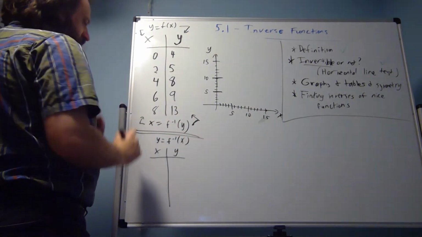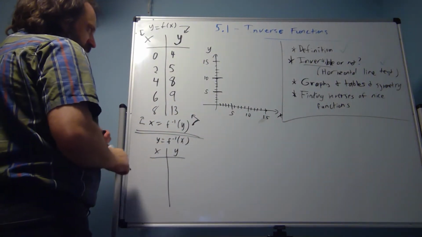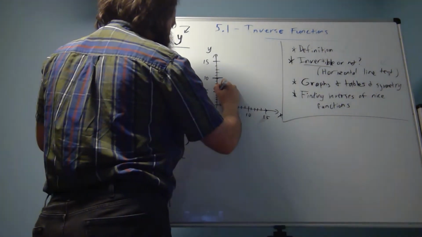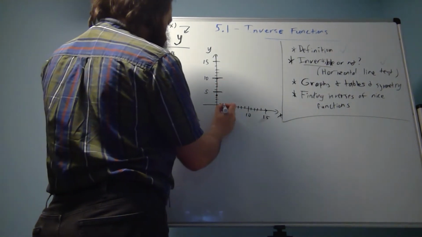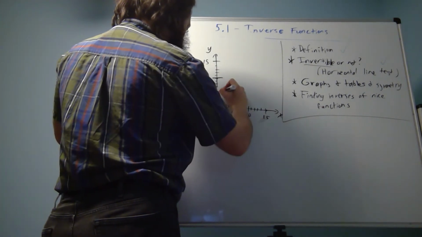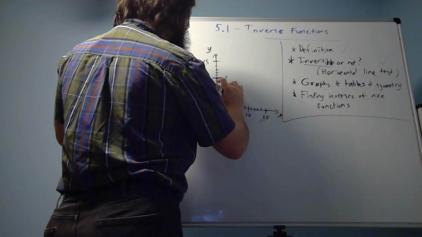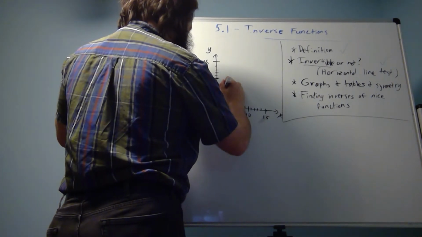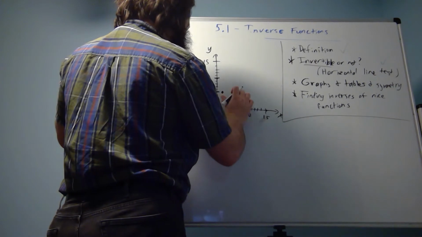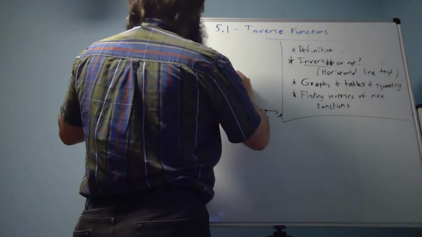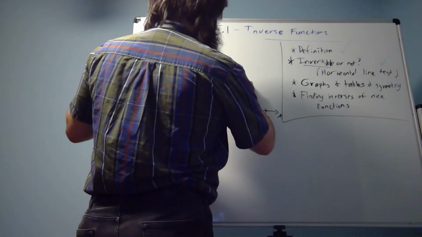I'm going to use black for this one. Maybe I'll use green when I do the inverse function. So just the function itself, I have a point 0, 4. I have a point x is 2. Maybe I'll make this hash mark not quite so large. X is 2, we get y is equal to 5. And x is 4, y is equal to 8.